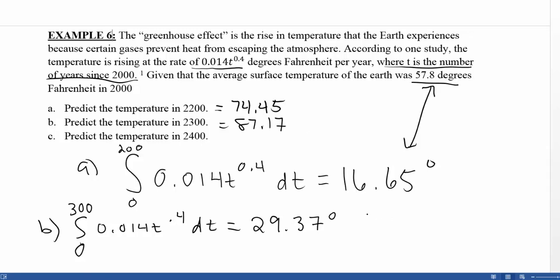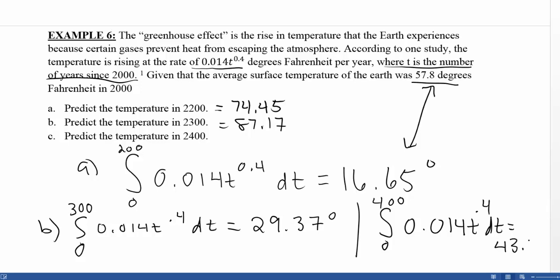And then finally, if we want to know what's happening in 2400, we're going to integrate from 0 to 400. We plug in our rate. And again, we plug that into our calculator, and we're going to get 43.94. So that's how much the temperature has changed. Adding that to 57.8, we get 101.74.